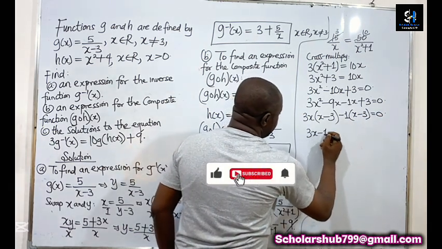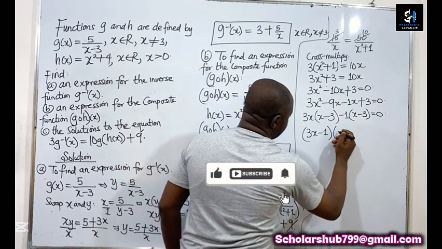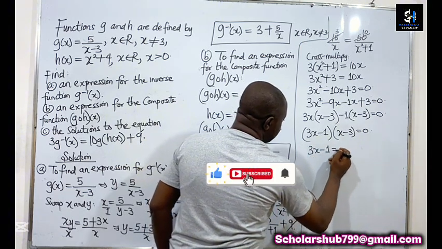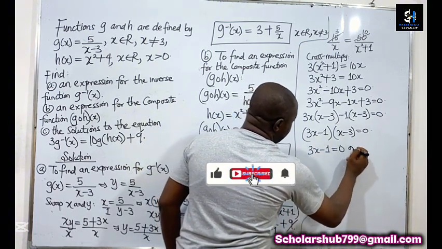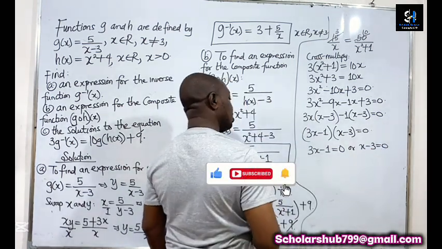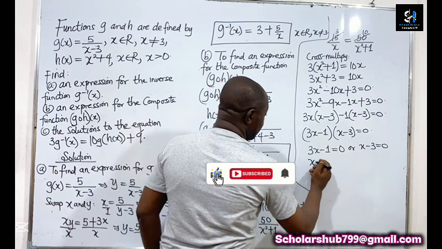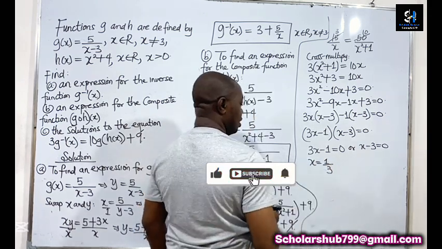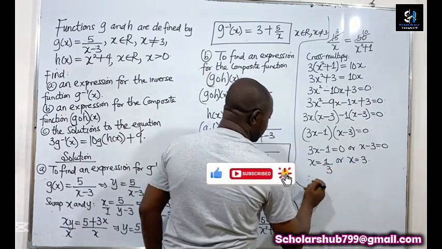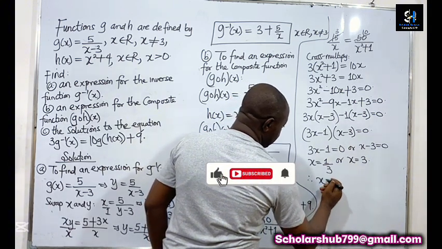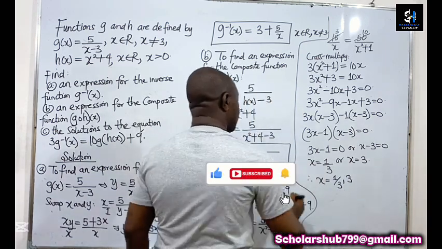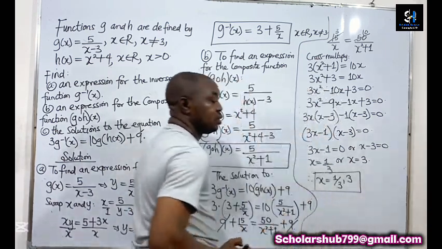So here we have 3x minus 1 multiplied by x minus 3 equals 0. Then I will set each of these equal to 0. So we have x minus 3 equals 0, 3x minus 1 equals 0. For this, the value of x will be 1 over 3. Then for this, the value of x will be 3. So therefore, the solution is that we have x to be 1 over 3 and 3. That's the solution to the question.